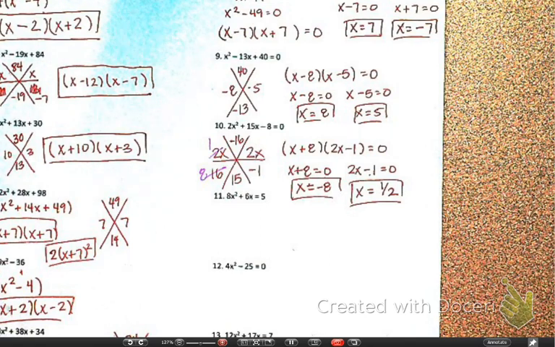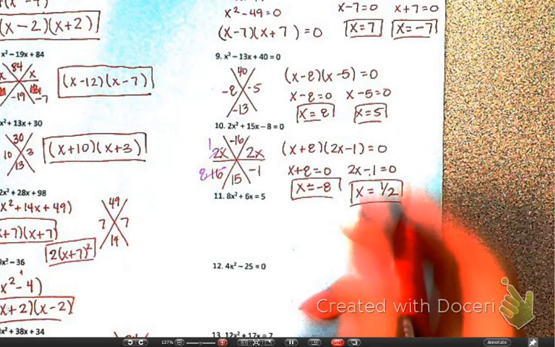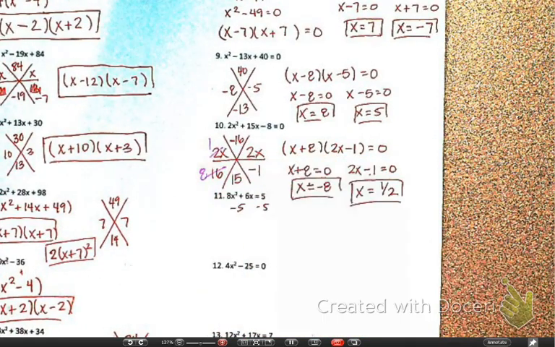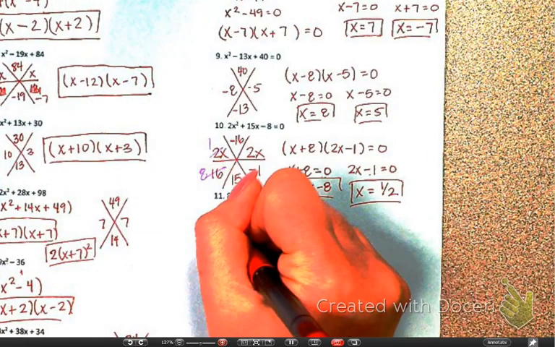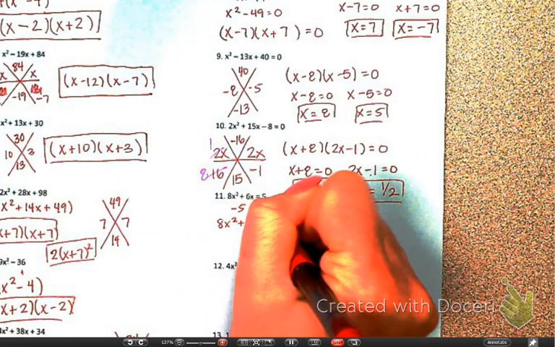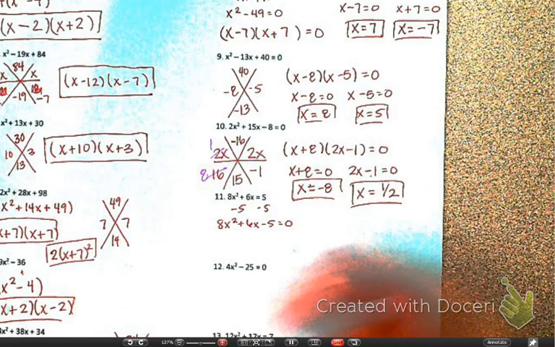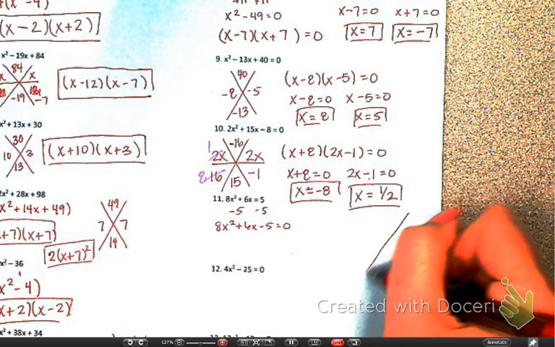Number 11. Where should I start? Subtract 5. What am I going to combine 5 with on the left-hand side? Nothing. There's no like term, so I'm just going to rewrite it: 8x squared plus 6x minus 5 equals 0. I'm in standard form. Is there a GCF? Nope. So straight to the super X.